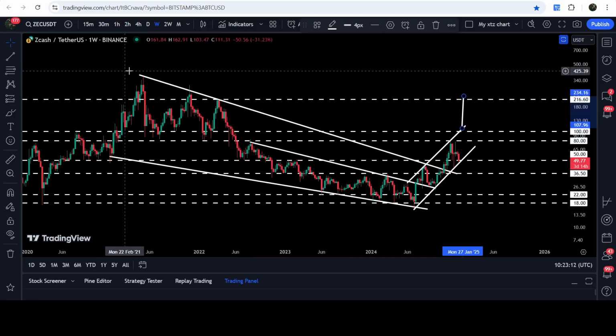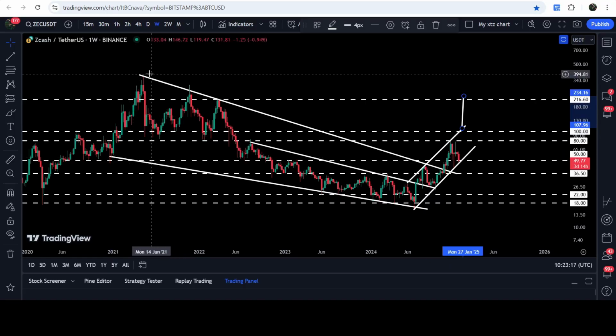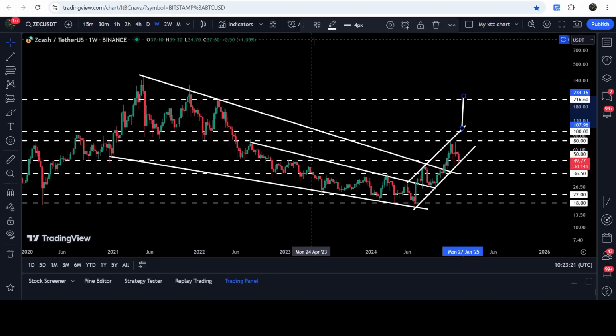And now if we take a look at the long-term target for the breakout from this big and long-term falling wedge pattern, that target is here at the top of the wedge. That is somewhere between $400 to $500. So this was the update so far.